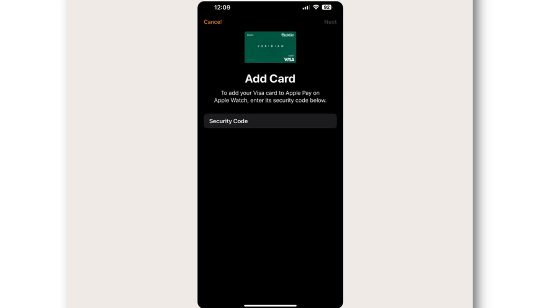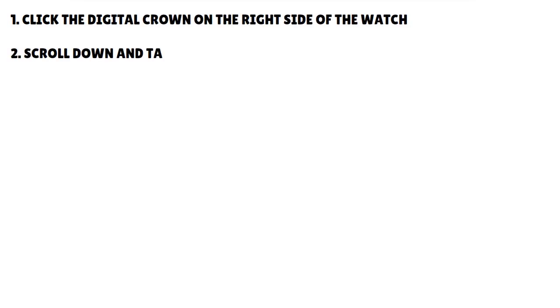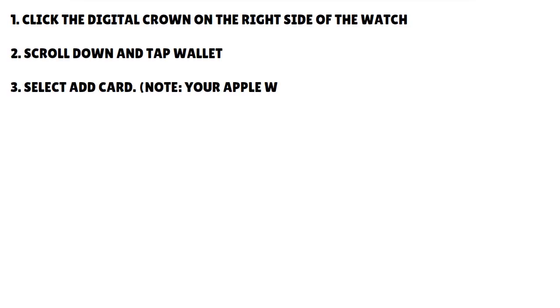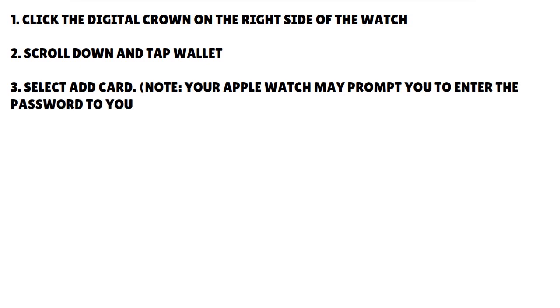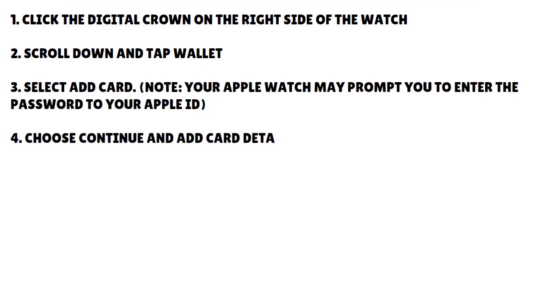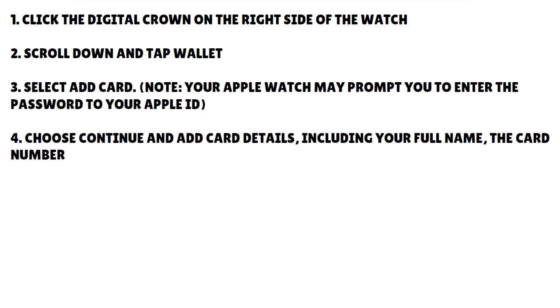You can add a card to the Apple Wallet using your Apple Watch. So here's how you do it. You want to click the digital crown on the right side of the watch, scroll down and tap Wallet. You want to select Add Card. And note, your Apple Watch may prompt you to enter the password to your Apple ID. So that's important to think about. And you want to choose Continue and add card details, including your full name, the card number, and the CVV.